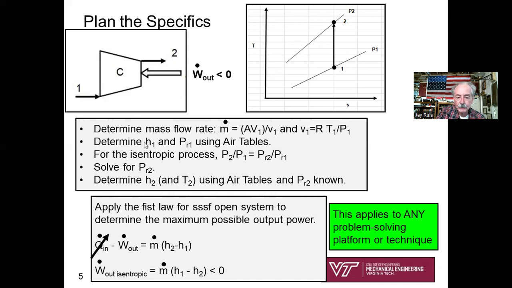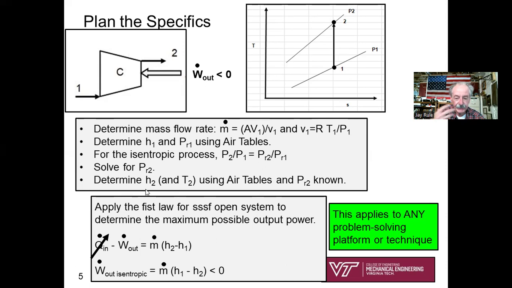Since we know T1, we can write down h1 and Pr1. And we think ahead to chapter 6: for an isentropic process, the ratio P2 divided by P1 equals Pr2 over Pr1. That's not just a formula. It's covered in chapter 6 for the air tables. That's very important. And so we have enough information here now to determine Pr2. If we have Pr2, we can go to our air tables, look down the Pr column, and back-calculate h2.